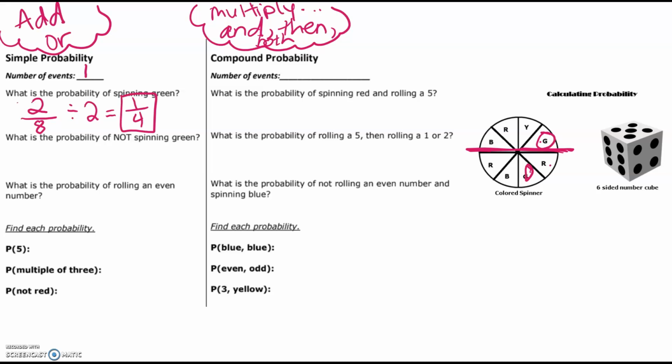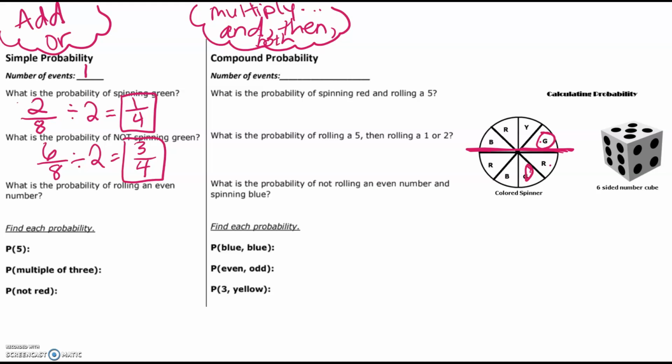answer. The next question says, what is the probability of not spinning green? So if 2 out of 8 are green, well then that leaves 6 of them that are not green out of 8 total still. And we can still divide both of these numbers also by 2. When we do that, we have 6 divided by 2, which gives us 3. We have 8 divided by 2, which gives us 4. And we can't simplify anymore, so 3 out of 4 is our answer.